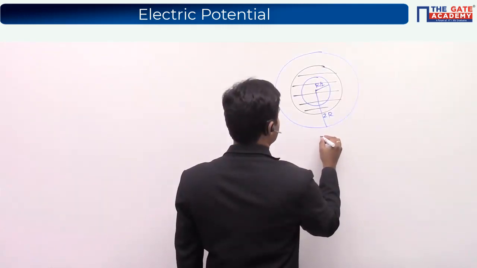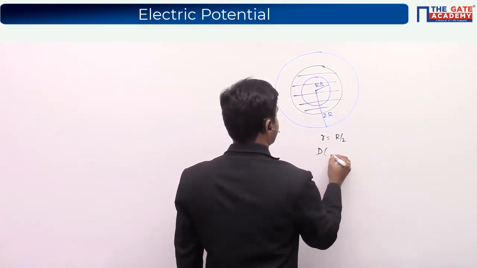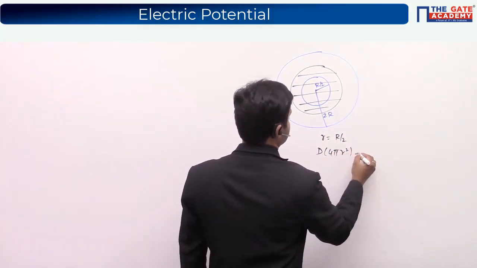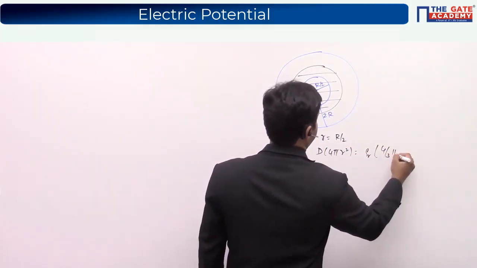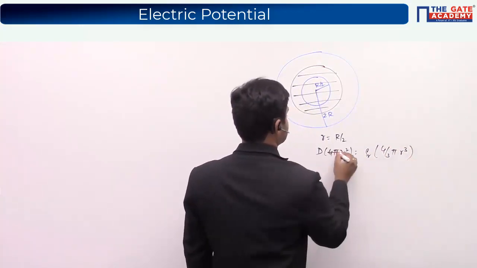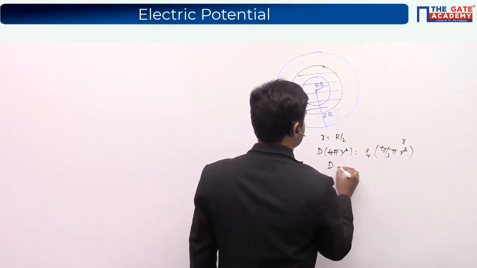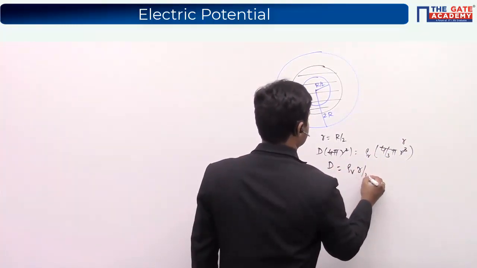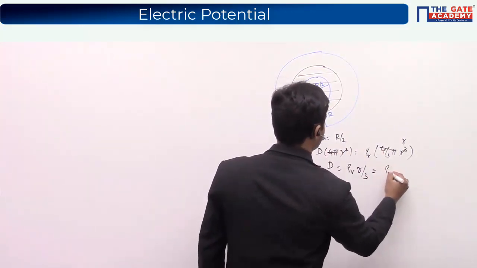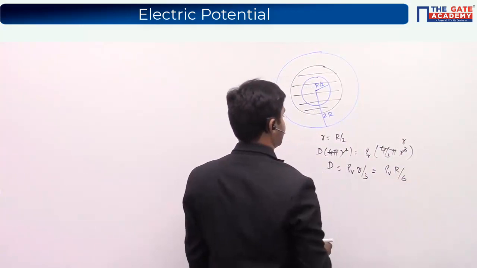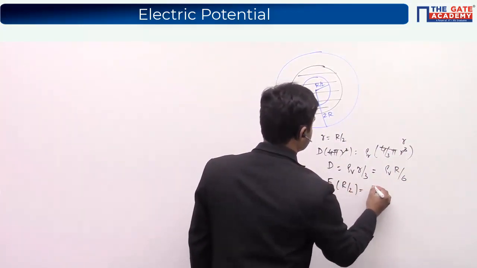So for r by 2, first we will be applying the Gauss law. D times 4 pi r square is going to be equal to rho v multiplied by 4 by 3 pi small r cube. So 4 pi gets cancelled out, and you'll be having D equal to rho v r by 3. Because we are talking about r by 2, it is rho v capital R by 6. And the electric field at r by 2 is going to be rho v capital R by 6 epsilon naught.